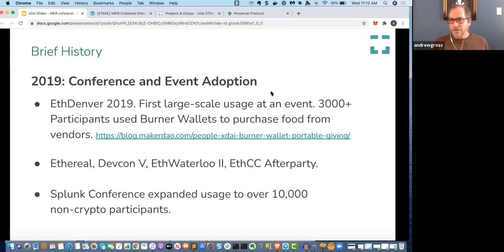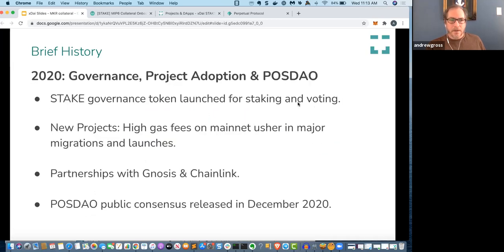And that continued throughout 2019 with other Ethereum events, as well as at the end of 2019, Splunk, a company that we've worked with quite a bit, used a modified burner wallet at their conference. That was pretty amazing. It was with over 10,000 attendees who had never really used crypto before. So it's kind of making that bridge between crypto and non-crypto users.